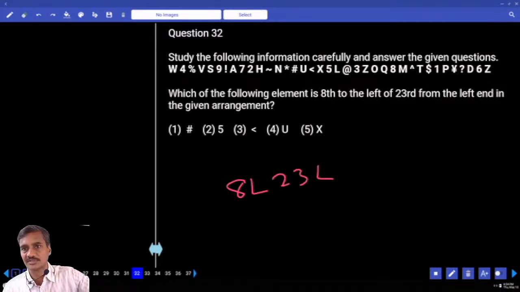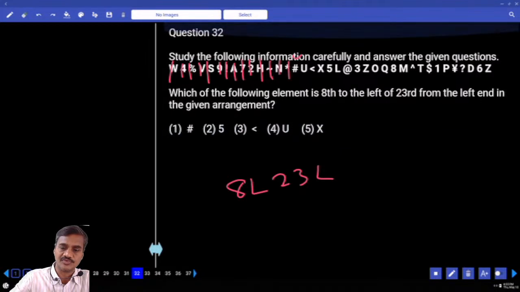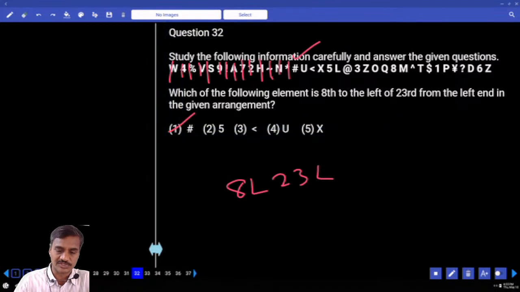Left means subtraction. 23 minus 8, 15 from the left. 1, 2, 3, 4, 5, 6, 7, 8, 9, 10, 11, 12, 13, 14, 15. Actually, that is choice 1, 30.